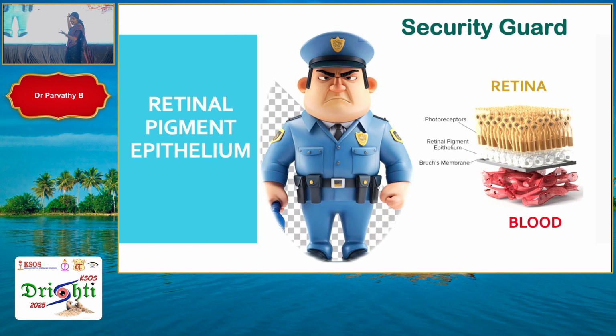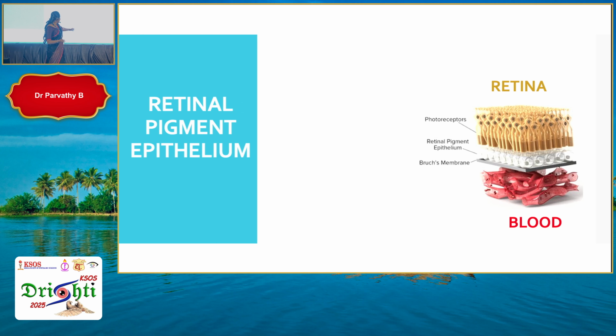So coming to our last layer, our guardian security layer behind the photoreceptors, that is RPE. It forms a barrier between the retina and the choroidal blood vessels, that is our outer blood retinal barrier. They are also involved in phagocytosis of the photoreceptor discs and recycling of the visual pigment.